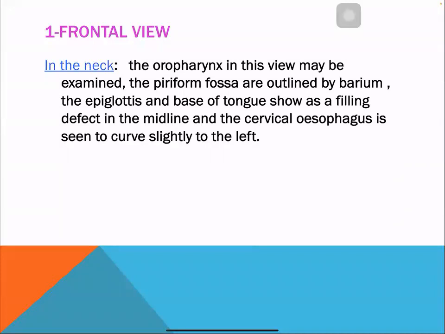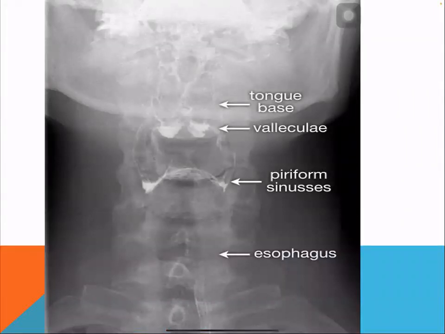This is the frontal view of the barium swallow in the neck. This is the base of the tongue, as we mentioned, the oropharynx, and the base of the tongue filling defect. This is the vallecula, which is the space between the tongue base and epiglottis, filled with contrast. This is the piriform fossa, which also contains contrast, and the esophagus is slightly curved to the left and lies anterior to the cervical vertebra.